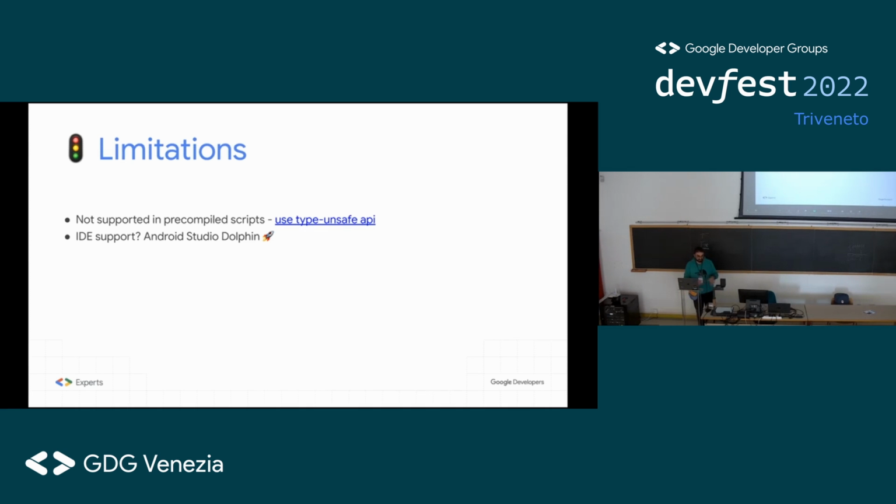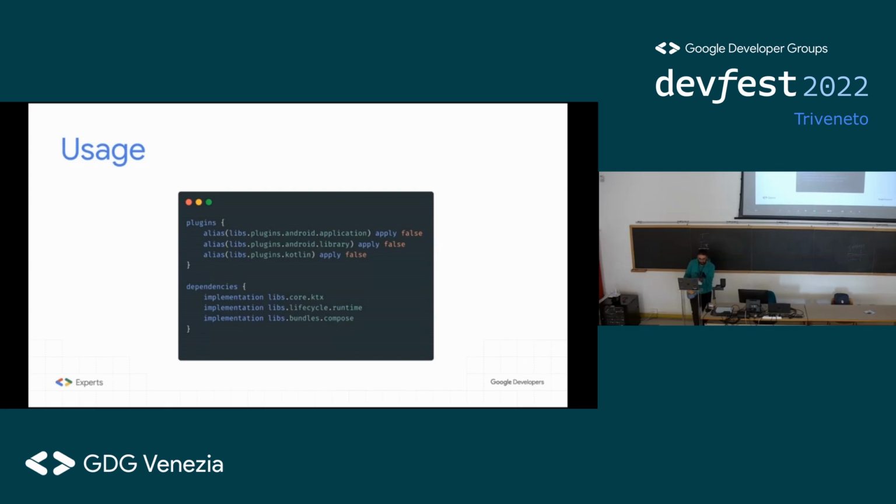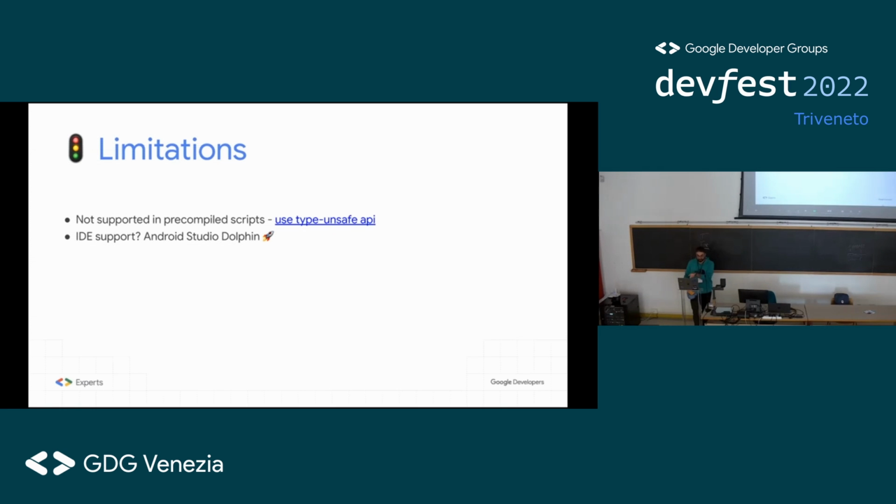And here is a catch. There are some drawbacks which are not very good at this point, but you cannot use this type safe way in the precompiled scripts. So if you had the Gradle script extracted somewhere as just a Groovy file, you cannot use the version catalog there. So if you want to migrate to version catalog, there are two options.